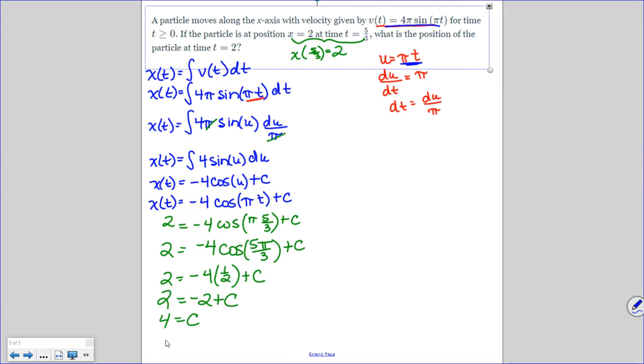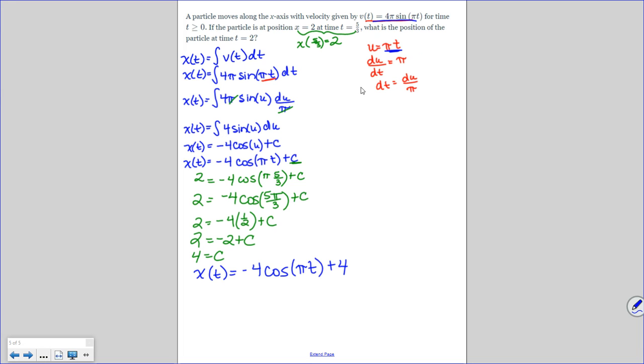So that's going to allow me to write the equation x of t, because I know that 4 is c right there. I'm going to put the 4 right there. x of t equals negative 4 times the cosine of pi times t plus 4. And so what do they want me to find? They want me to find the position at time t equals 2. So what is x of 2? That's what they mean right there.